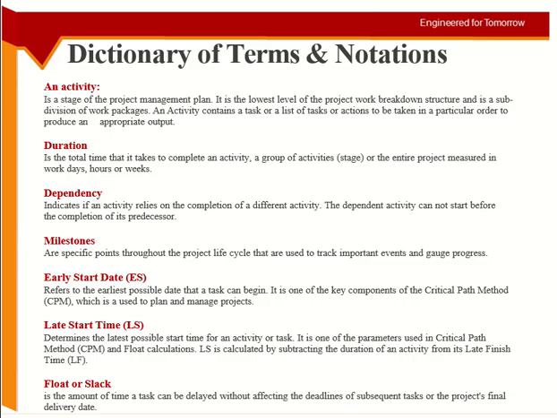Then we have the float or the slack, which is the amount of time a task can be delayed without affecting the deadlines of other tasks or the project's final delivery. Basically, the difference between late and early start is called the float or the slack.